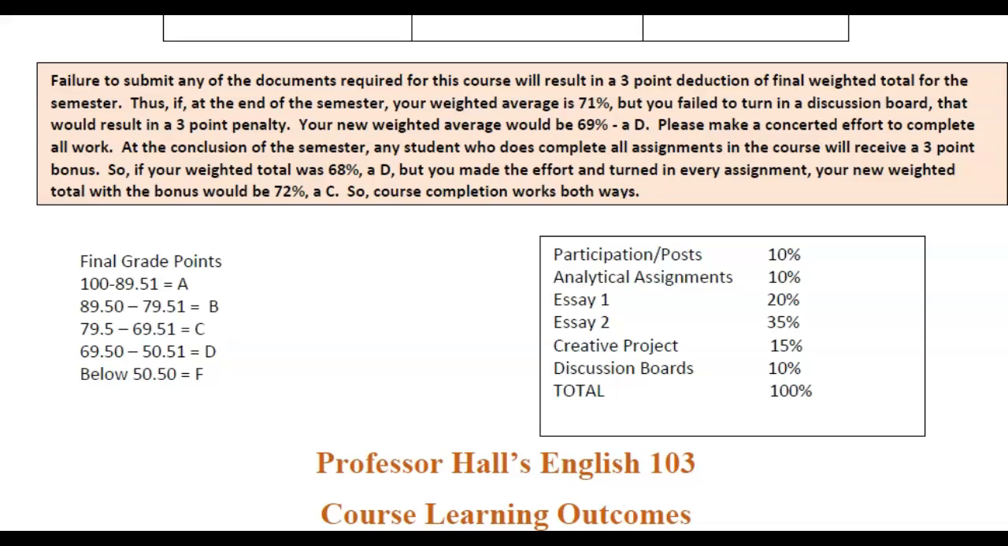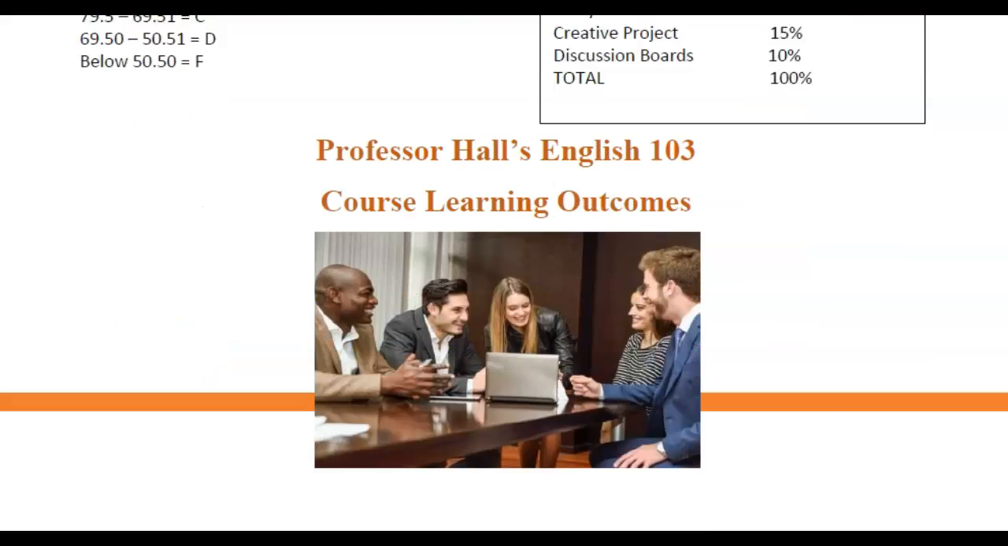That's kind of fun. All right, essay 1 is 20%. And that's the 3-paragraph essay, 3 polished, beautiful paragraphs. Essay 2 is 35%. The creative project is 15%. And the discussion boards are weighted 10%. So you can see the weights there for grades.